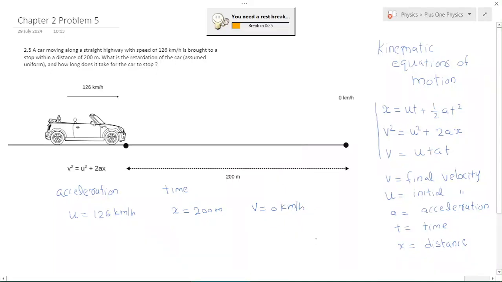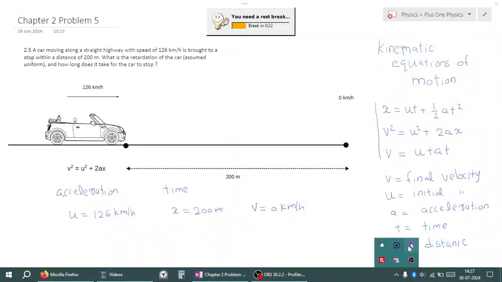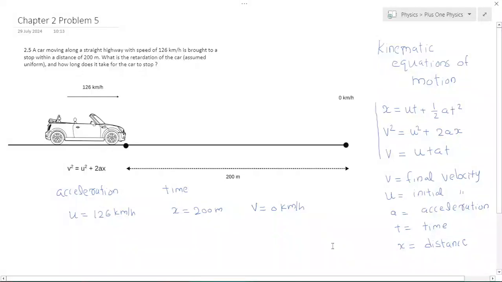So we have three equations of motion. Consider this equation: x is there and u is there, and we have to find a. So the second equation of motion, v square = u square + 2ax, is the equation we need to solve for the acceleration.